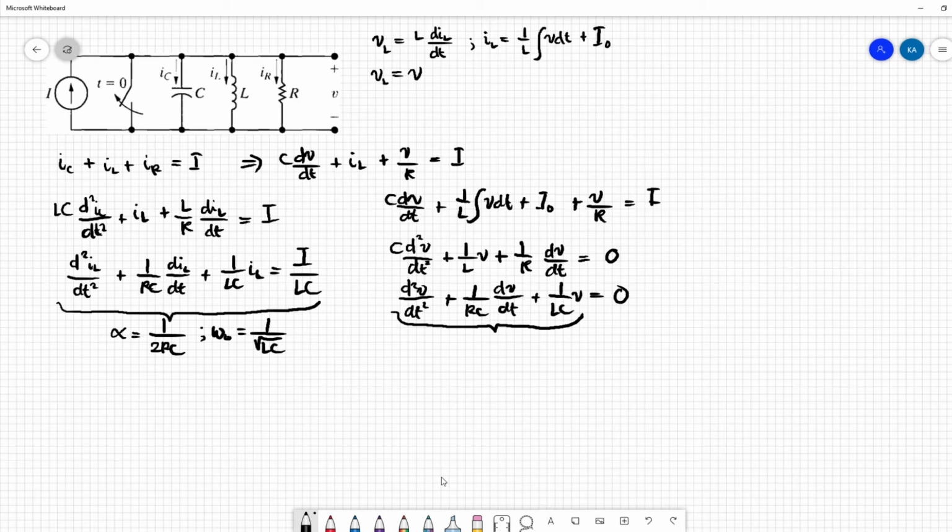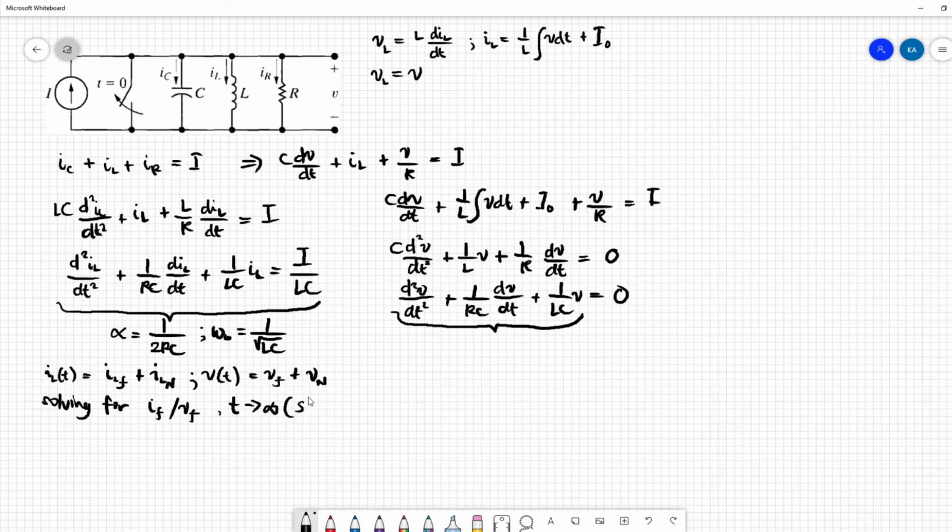Now, since we are talking about the complete response, IL of t is composed of the forced response plus the natural response. Or for V, we also have the forced response plus the natural response. Solving for IF or VF, the forced responses, we treat the circuit as a steady state circuit, or we have t approaching infinity. So this is at steady state.